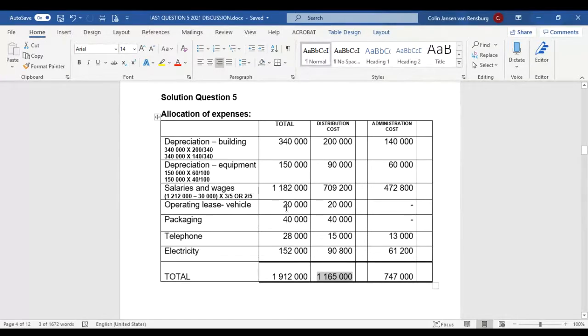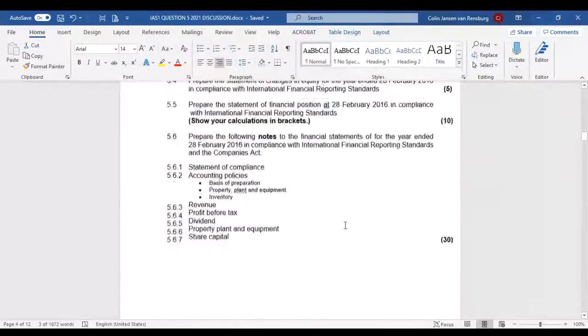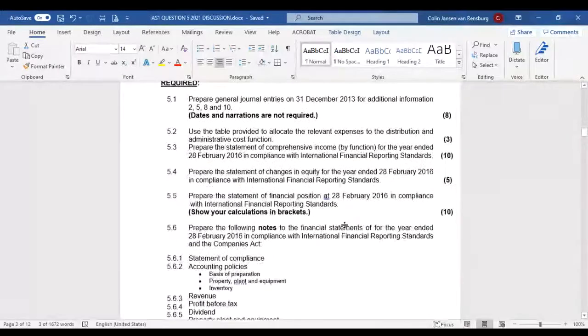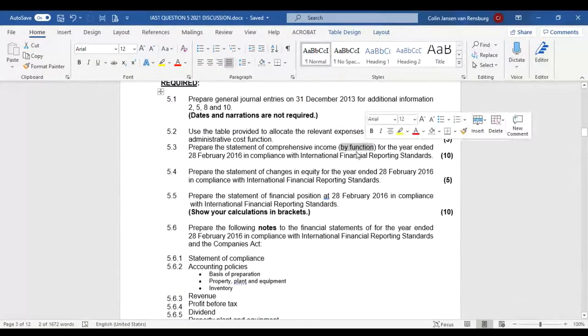Okay, ladies and gents, now clearly we are ready to start drawing up our statement of comprehensive income. We'll probably not be able to finish it, so let me go back to what is required of us. In 5.3, they say prepare the statement of comprehensive income on the function method. That is why we went to all this trouble of allocating our expenses to specific functions.